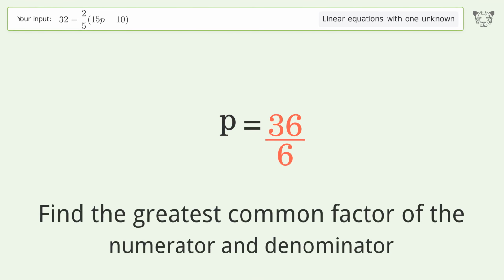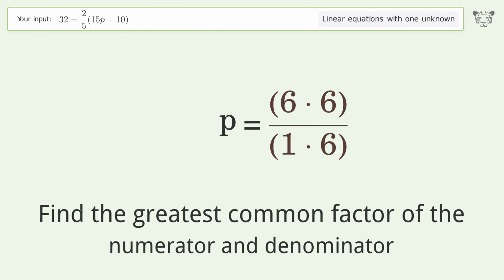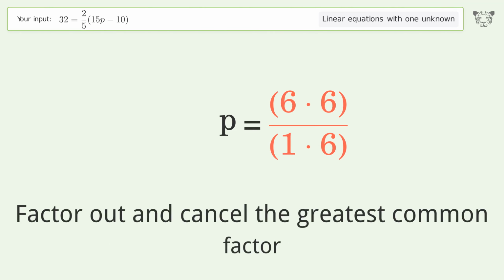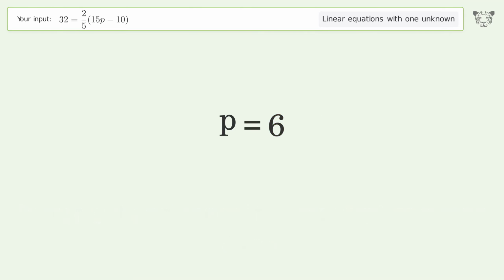Find the greatest common factor of the numerator and denominator. Factor out and cancel the greatest common factor. And so the final result is p equals 6.